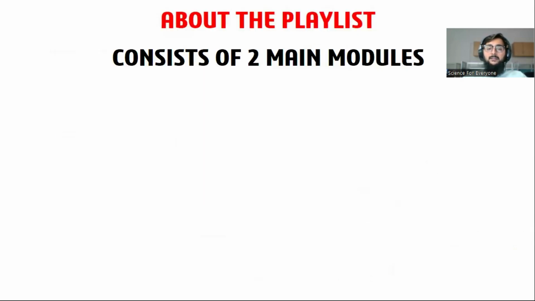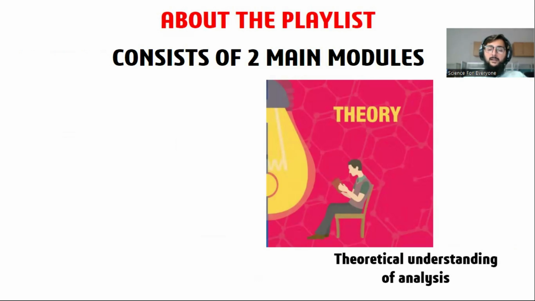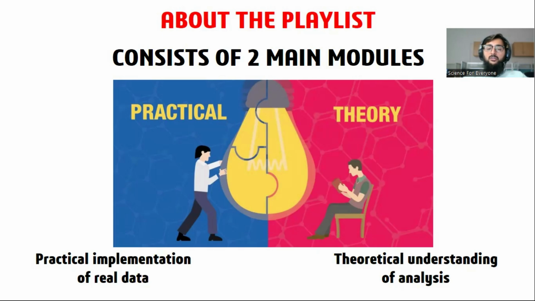So about this playlist, it will consist of two main modules. The first is the theoretical part, understanding the concept of the downstream analysis. For example, if you are performing network analysis, before that, I will explain what network analysis basically is and why we perform network analysis. And after understanding the theory, we will proceed to the practical implementation on real data. Okay, on the real differentially expressed genes. So basically, two concepts will be covered: why we are performing such types of downstream analysis, and how to perform this analysis on the real data.